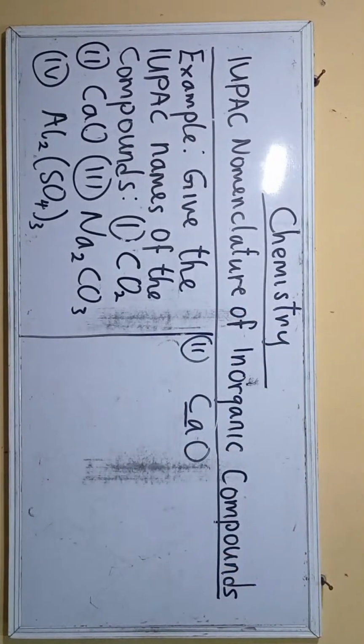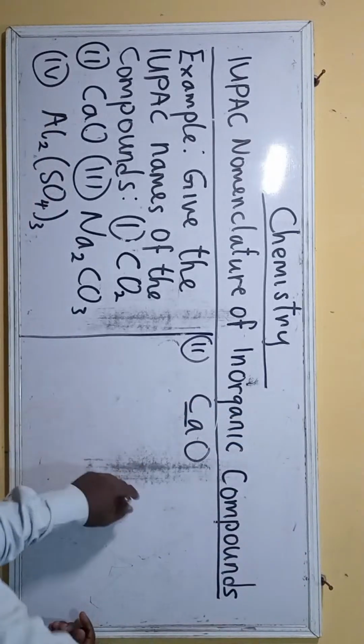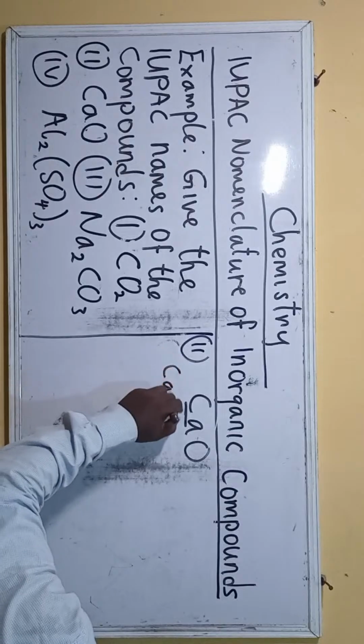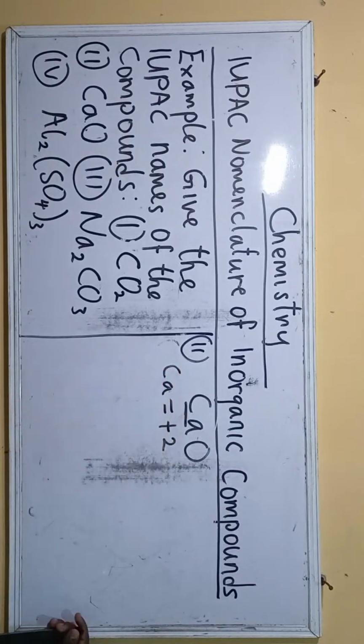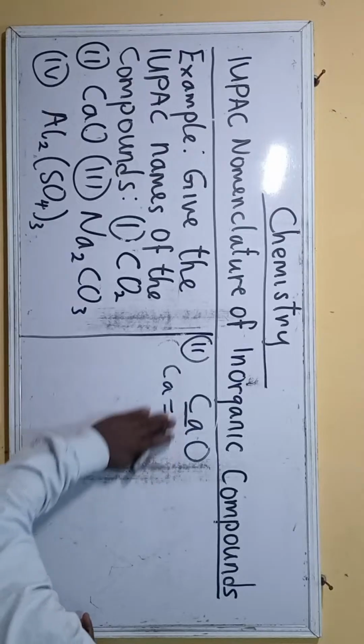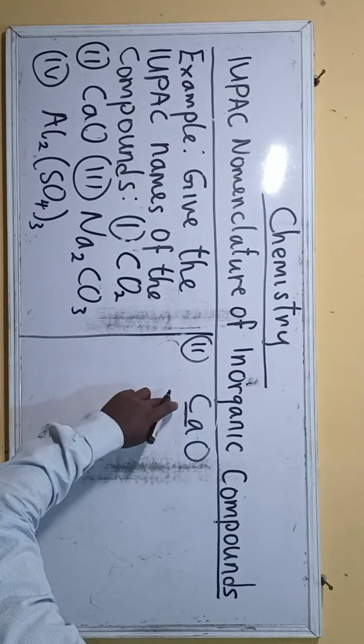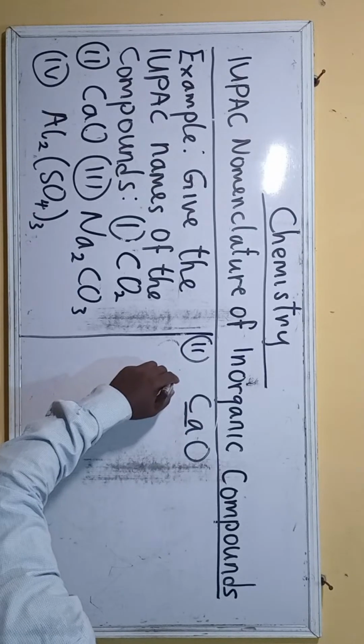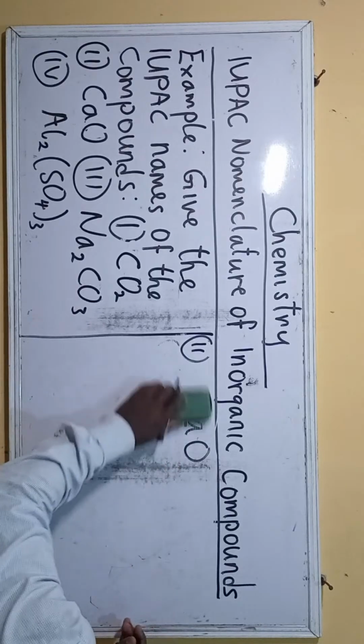I want to start with this particular one now. So the oxidation number for calcium is what? It is +2. No, let me not use calcium. Okay, I'm making C the subject of the formula. The oxidation number for, let me write it.